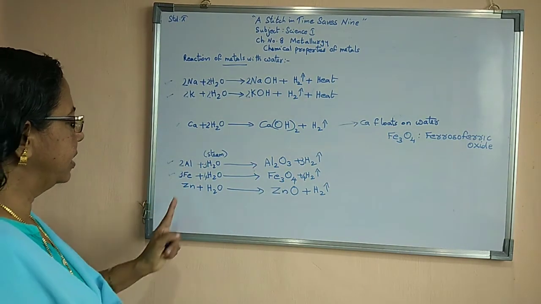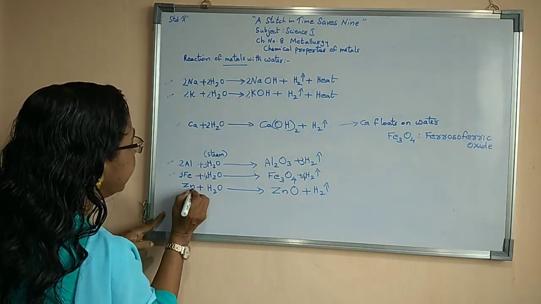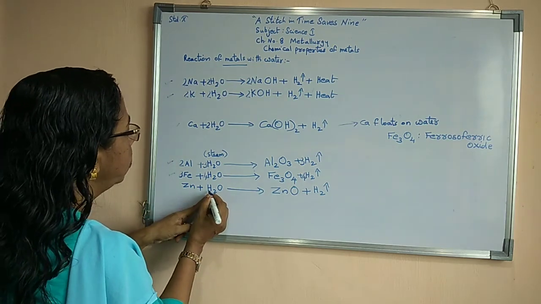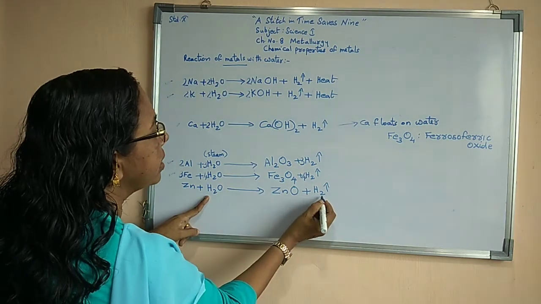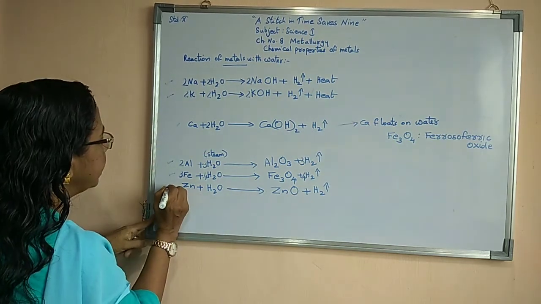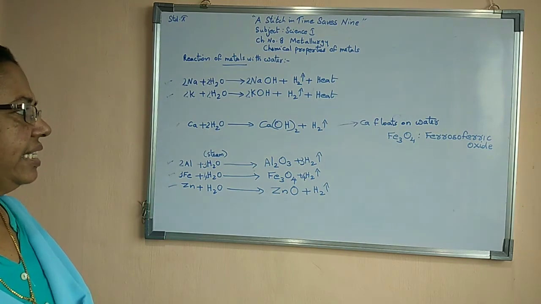Next one, zinc plus water. Zinc plus steam. Here Zn 1. Here also Zn 1. Here H2, hydrogen 2. Here also hydrogen 2. Oxygen 1. Oxygen 1. So we can say that this equation is already in the balanced condition.